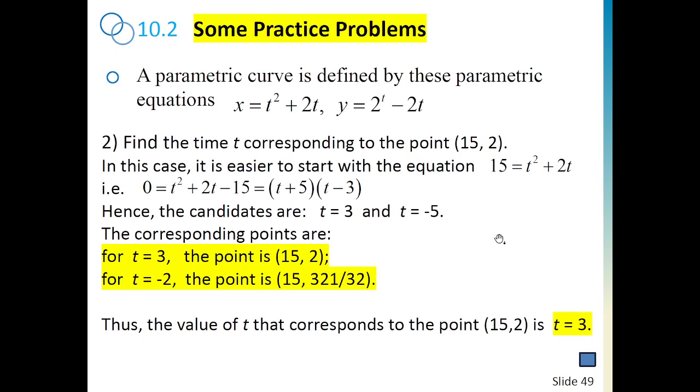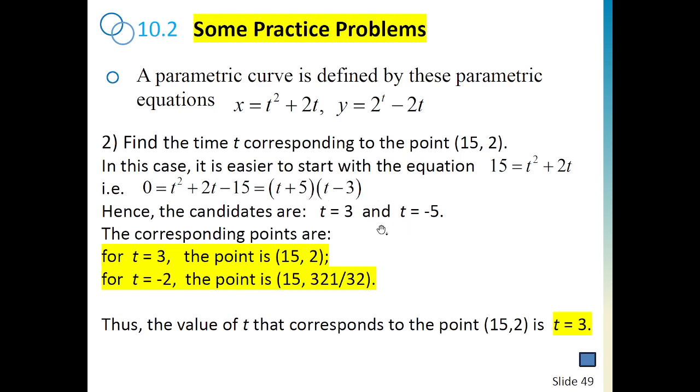Now, what is the slope? First, what is the time corresponding to the point (15, 2)? Which means for which value of t x is equal to 15, and at the same time y is equal to 2. So we need to find those values of t. So basically x needs to be equal to 15. So 15 is equal to this. So basically we have this expression, and the points in time are 3 and -5.